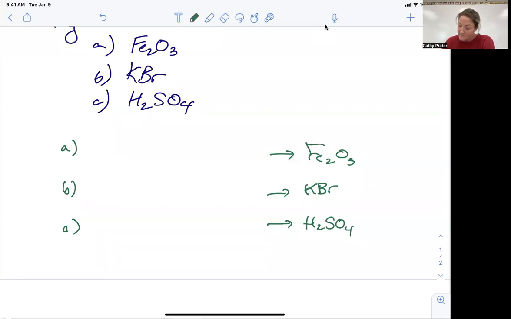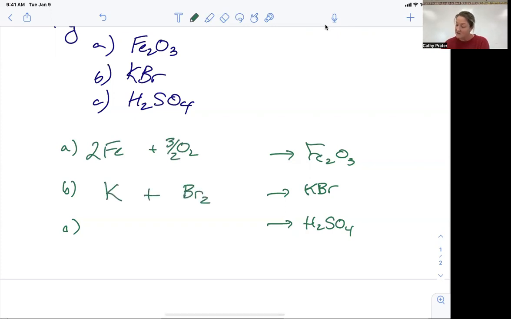All right. Iron is not diatomic. Oxygen is. Balancing, I'll need a 2 and a 3/2. KBr: K is not diatomic. Bromine is. I'll balance with a 1/2. H2SO4: hydrogen diatomic. Sulfur not. Oxygen diatomic. And that is balanced.